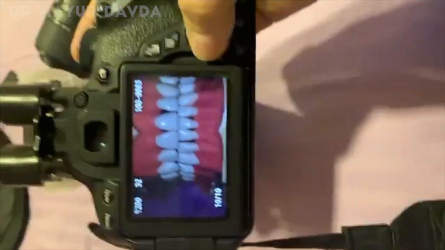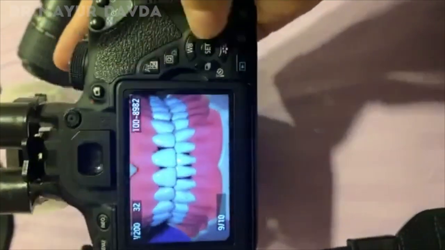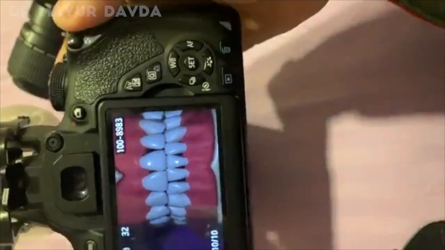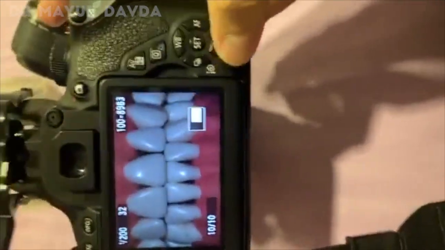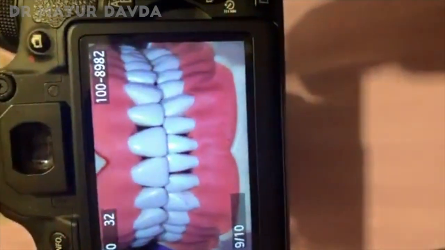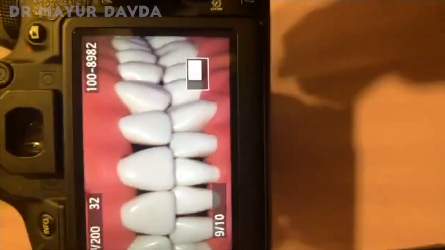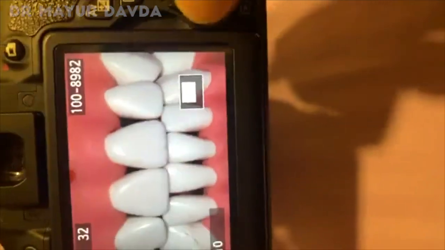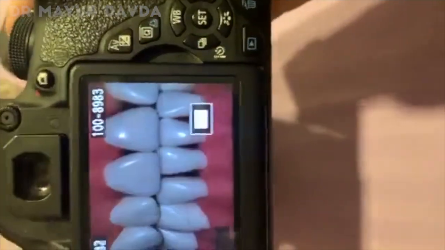and let us try and compare what is the difference between these two pictures. So this is without the diffuser, and this is with the diffuser. You can see the effect is much more soothing and soft as compared to an inbuilt, which is a little bit more harsh. This is without the diffuser, and this is with the diffuser.